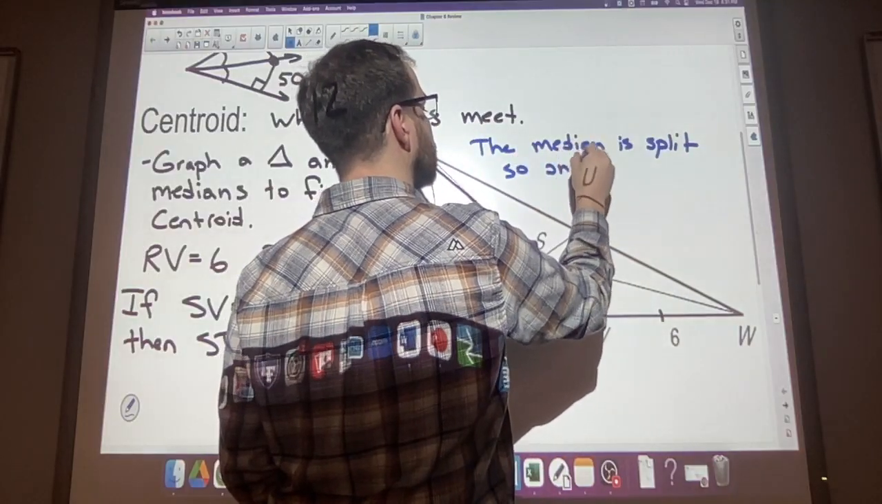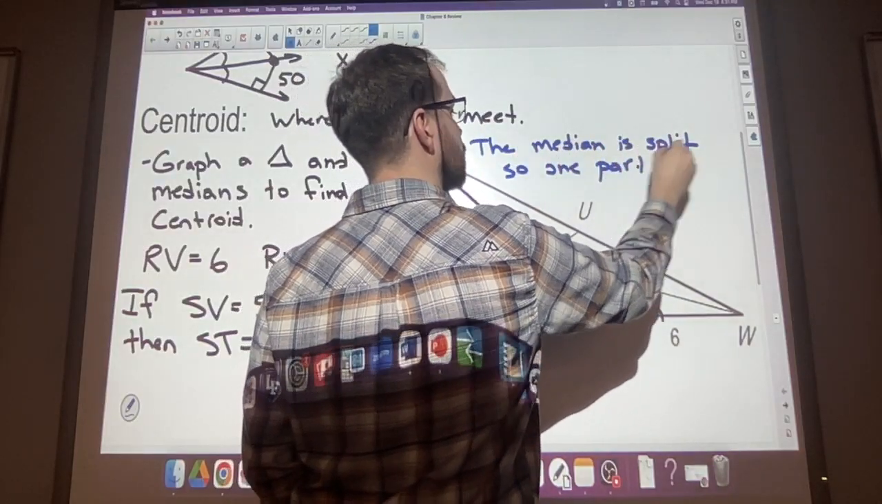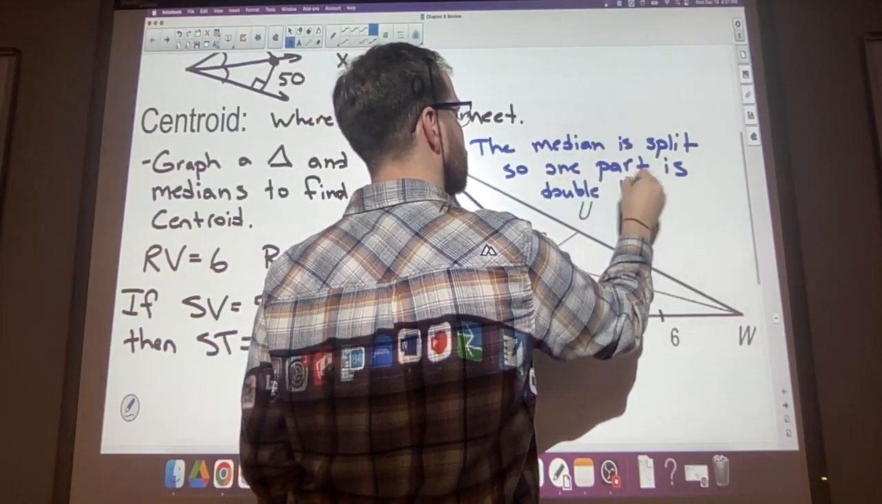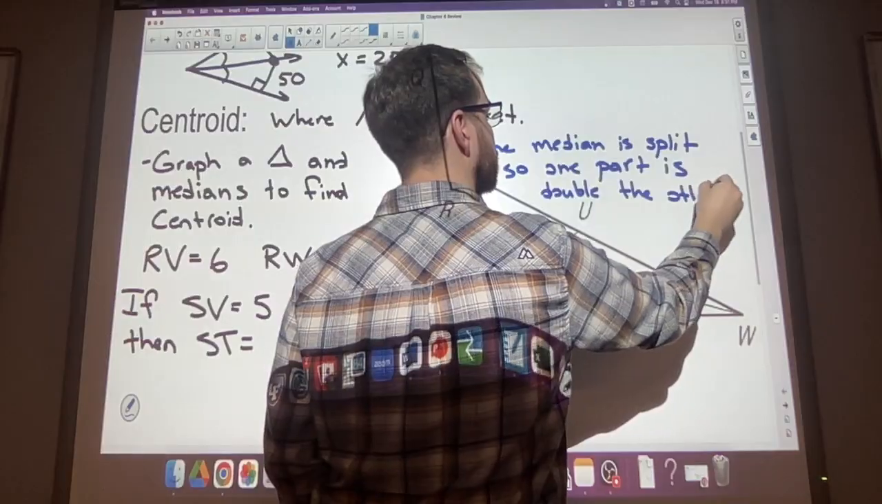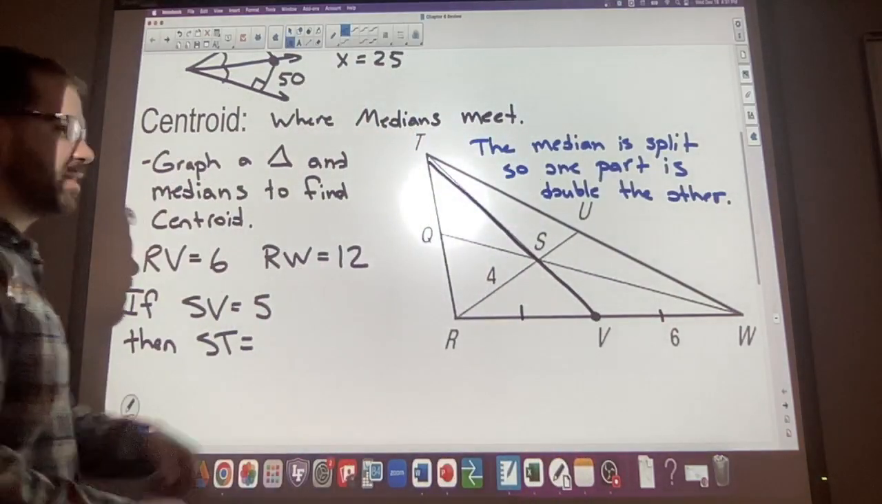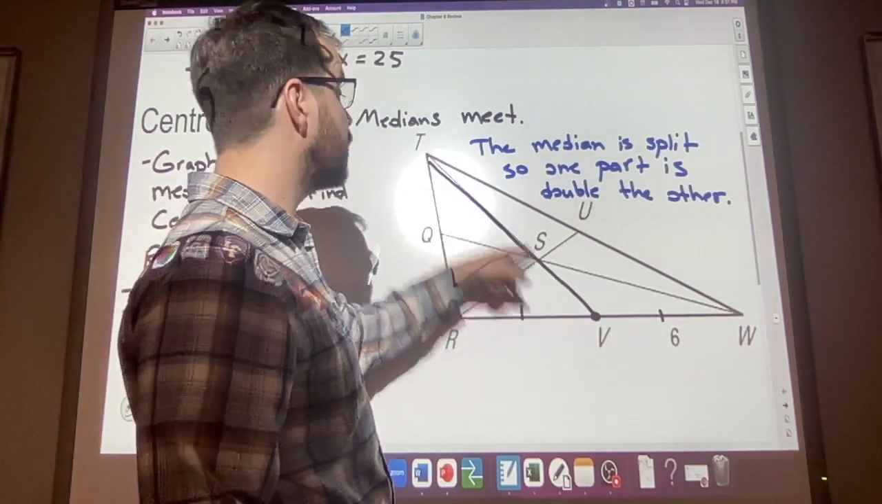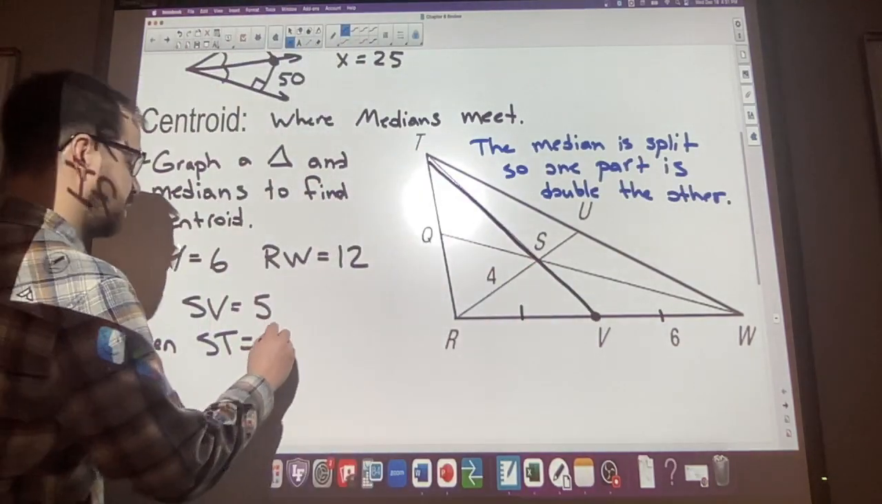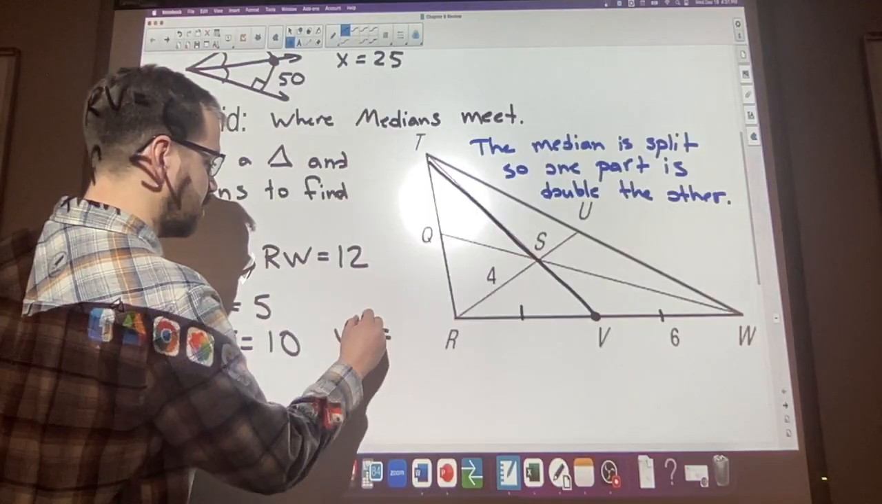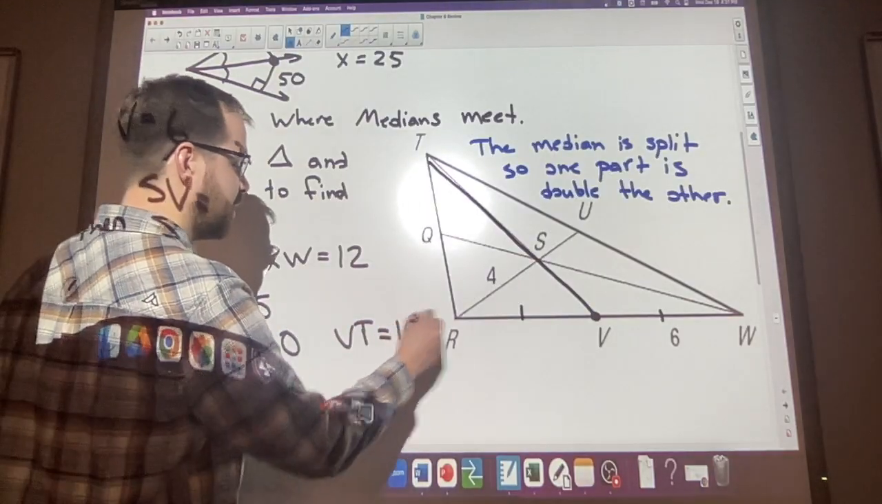So one part is double the other. Okay, so if I say that SV is 5, well then the other part is double that, so then ST has to be 10, and then you can say that the whole thing, VT, has to be 15, okay?